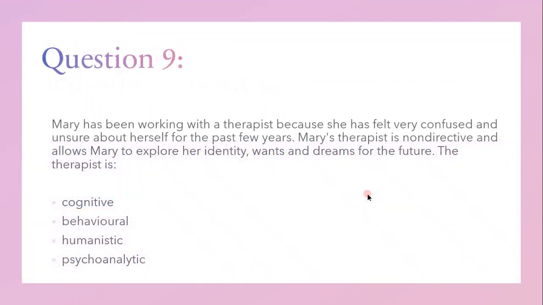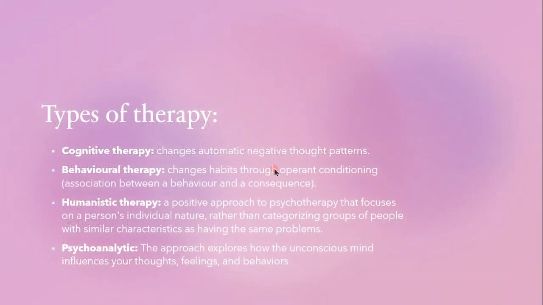Question 9. Mary has been working with a therapist because she has felt very confused and unsure about herself for the past few years. Mary's therapist is non-directive and allows Mary to explore her identity, wants and dreams of the future. The therapist is definitely humanistic, because the behavioral therapist would say, okay, to improve this confusion, why don't you try journaling every morning? Cognitive, she'd ask Mary questions and figure out what automatic thought patterns are occurring, and psychoanalytic would be asking about her childhood and what hidden unconscious desires she might have.